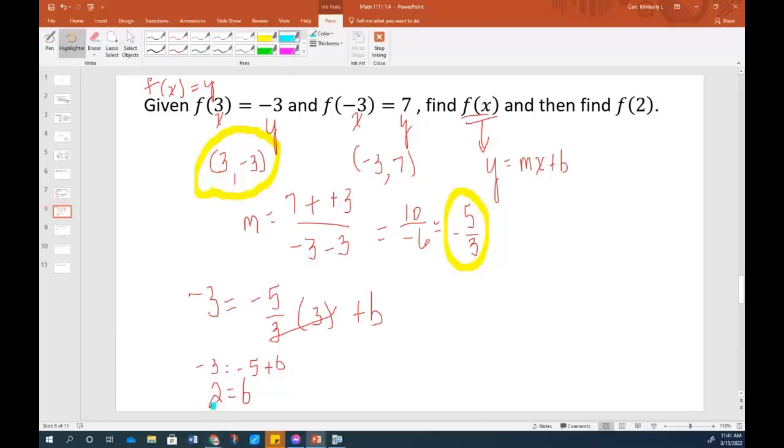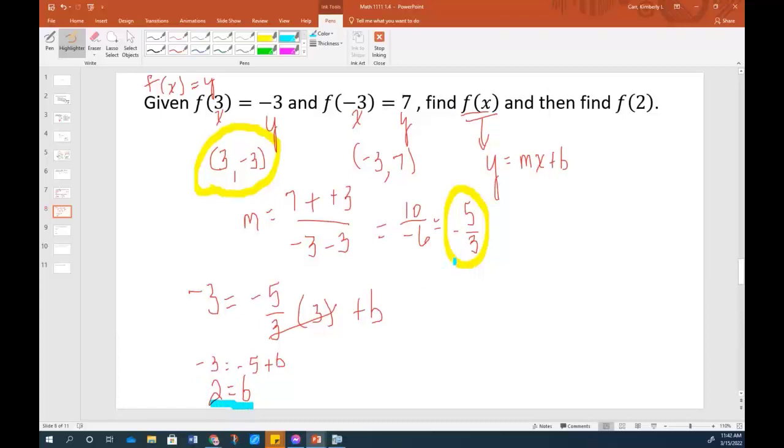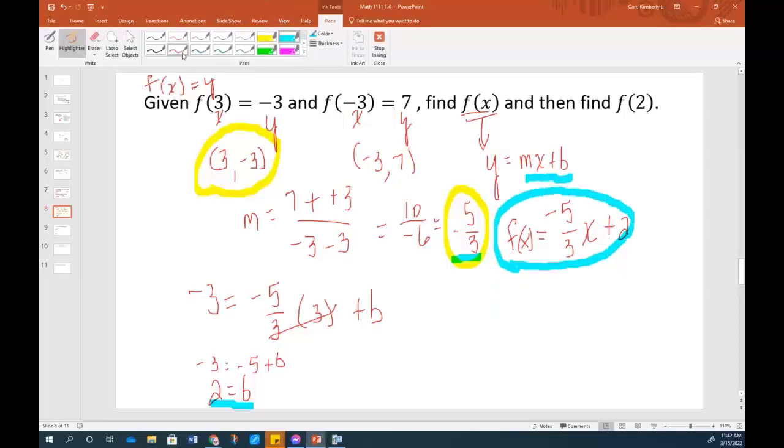Now that I know b is 2, I'm going to use that result with my slope to finish writing in mx plus b. So I have negative 5/3 x plus 2. Didn't really look like an x, did it? And that is equal to my y value, but don't forget, y is f of x. So maybe I can circle that of sorts. All right, so that's the very first part it asked me to do, is find f of x.